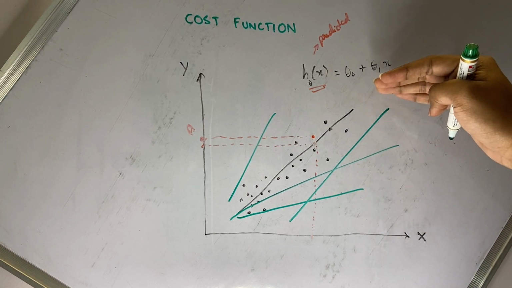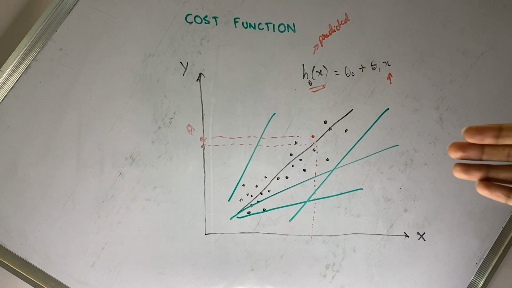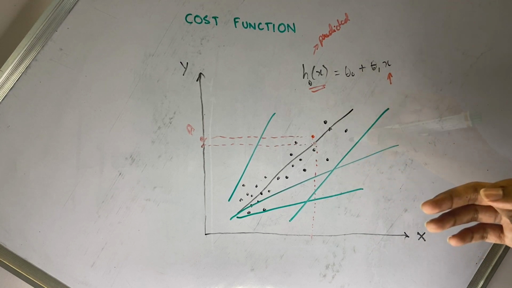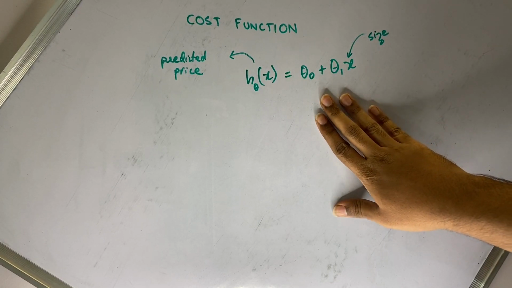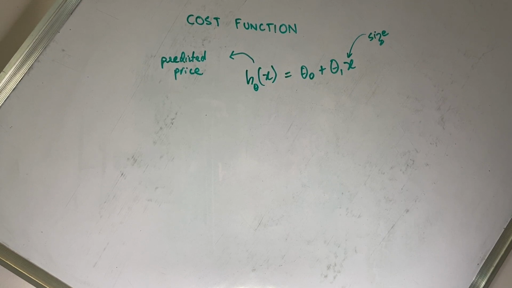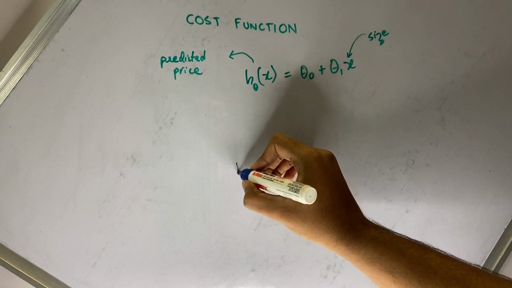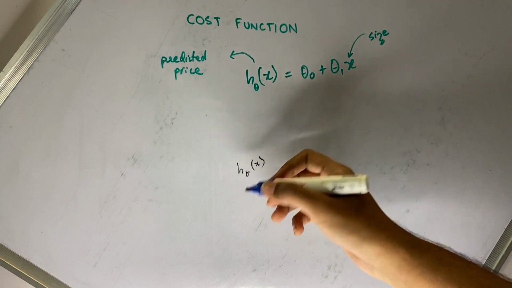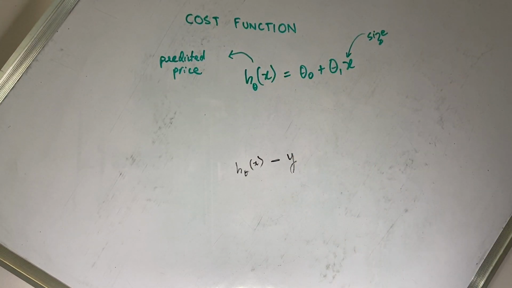Now, to find out how well the hypothesis function is doing, there has to be some mechanism. So, what exactly is a cost function? It's a way to measure the accuracy of our hypothesis function. First thing we want to do is take the difference between the predicted value and the actual value, right? So this would be our predicted value, h of x, parameterized by theta, of course, and the actual price of the house, that is y.